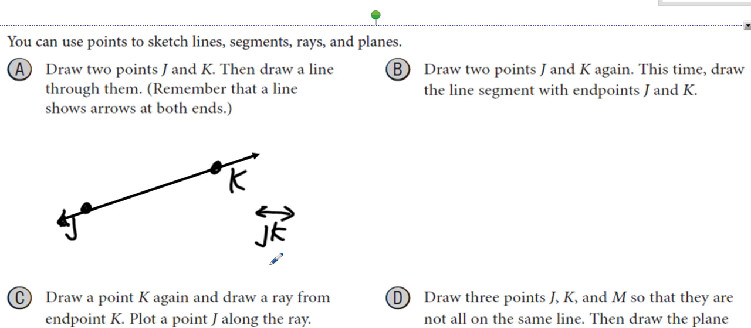Now we're going to do J and K again, but this time we're going to draw the line segment. So there's J. They don't need to be the exact same way. I'll put K down here this time. And then the line segment, just make sure that it only connects and does not go through. So that is segment JK, and then you would write about it, putting the line on top with no arrows on it, because it's a segment.